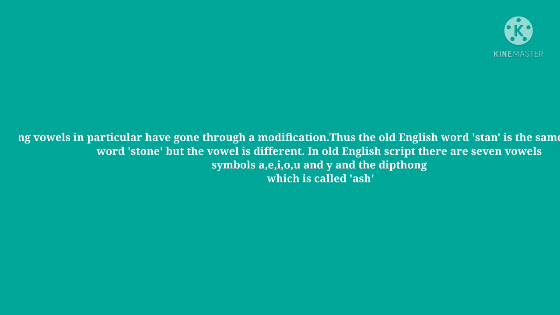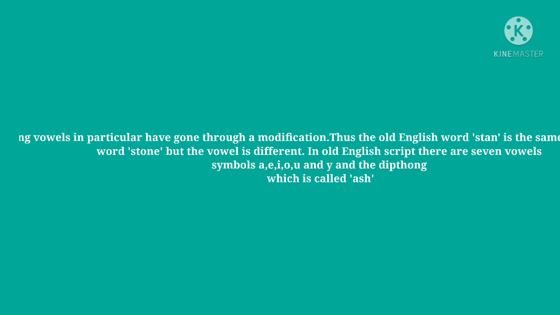Thus, the Old English word stan is the same word as the modern word stone. In the former there is a vowel a, and in the latter there is an o, but it is the same word. Like earlier it was called Saturn, and now it is also Saturn, but the vowel sound is different.